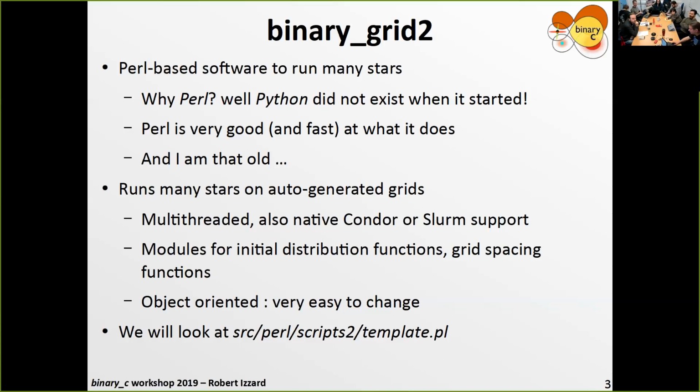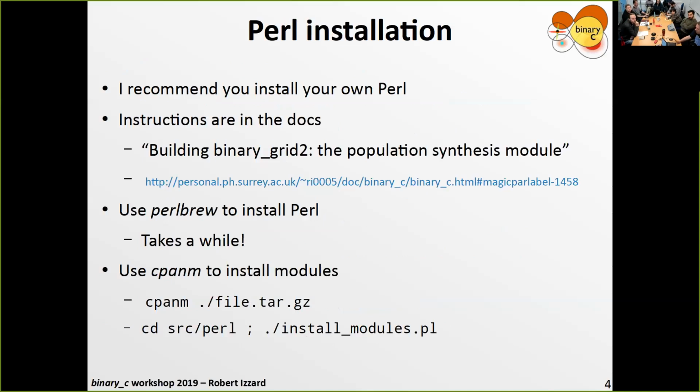We're going to look at an example, the template script, which is at this location, source Perl scripts 2. The 2 on the scripts is because it's binary grid 2 rather than binary grid 1. And it's called the template. So let's go through this. Now, one thing I'd recommend is that to install Perl, you do what you do also with Python, which is install your own version.